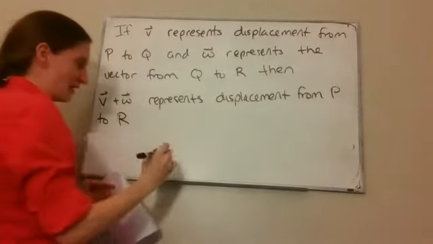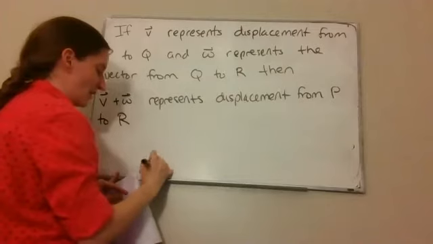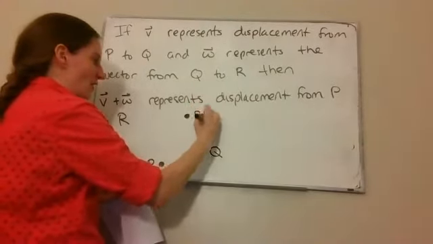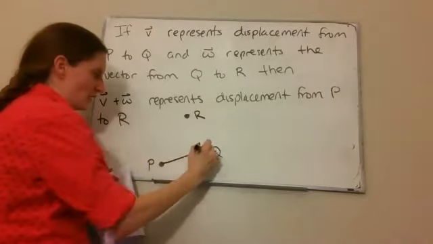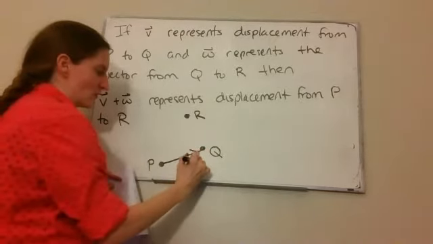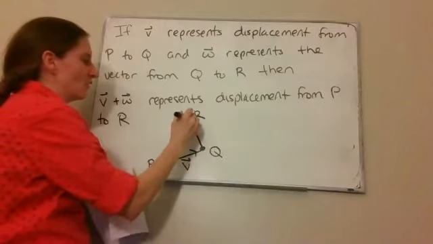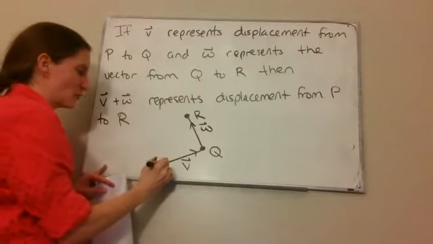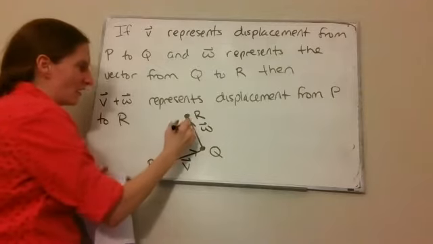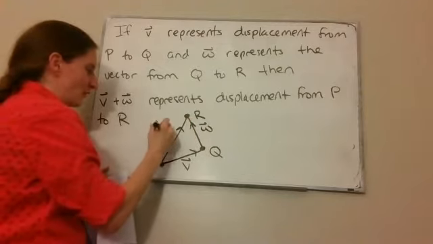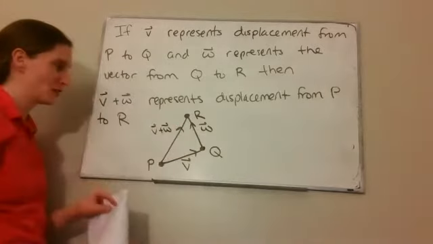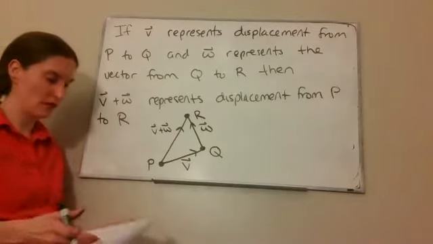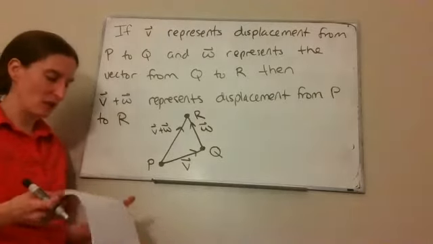And so what I mean by that is if this is point P, we'll say here's Q and here's R. P to Q is vector V, Q to R is vector W, and then going directly from P to R, that's what's considered vector V plus vector W. So that's the way vector addition works geometrically. We also will learn a way to do it algebraically.